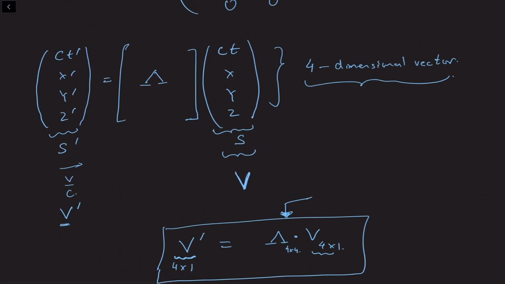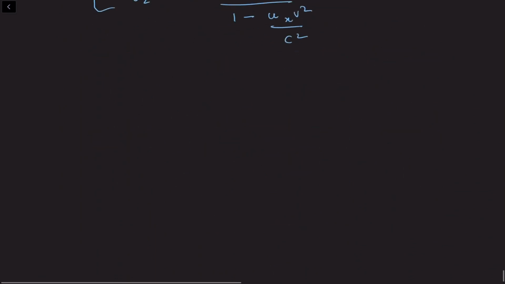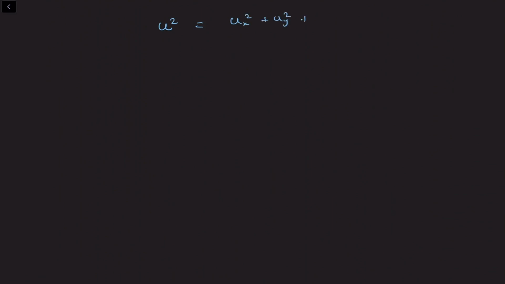Okay, so let's see how this works. So what you should do is construct the following combination of 4 objects. Let's define first u square as ux square plus uy square plus uz square. And correspondingly, u prime square in the prime frame is ux prime square plus uy prime square plus uz prime square. So u is the magnitude of the speed in the S frame, u prime is the magnitude of the speed in the S prime frame.